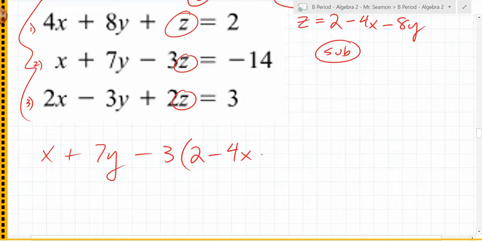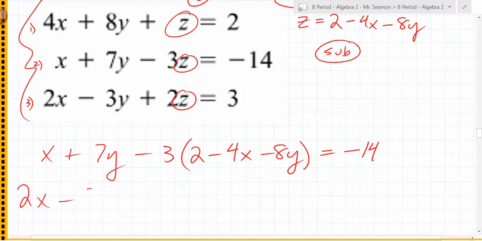2 minus... equals negative 14. And then you end up with 2x minus 3y plus 2 times 2 minus.